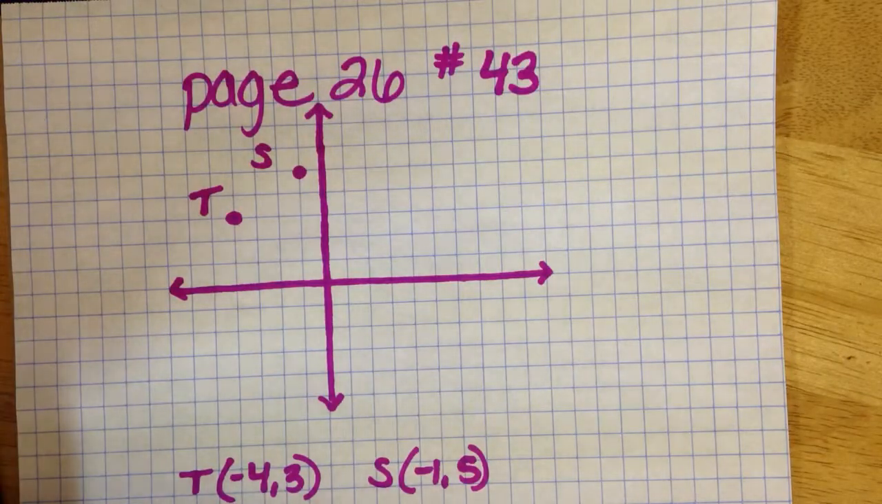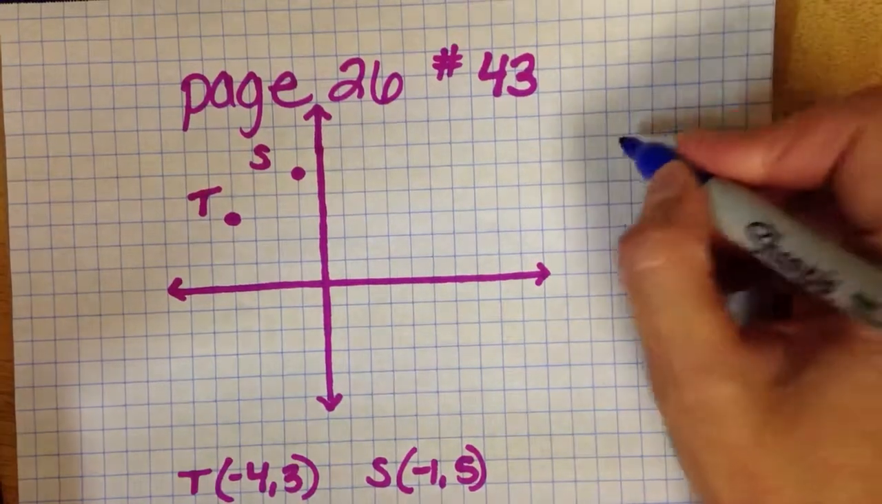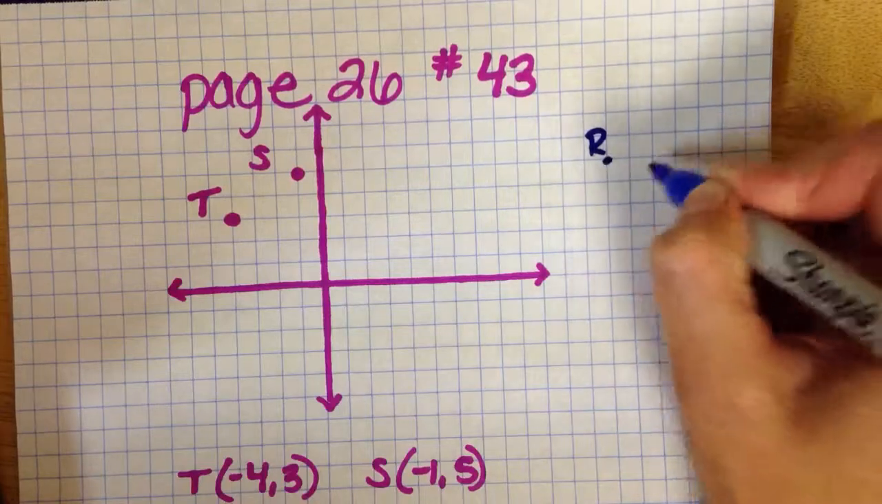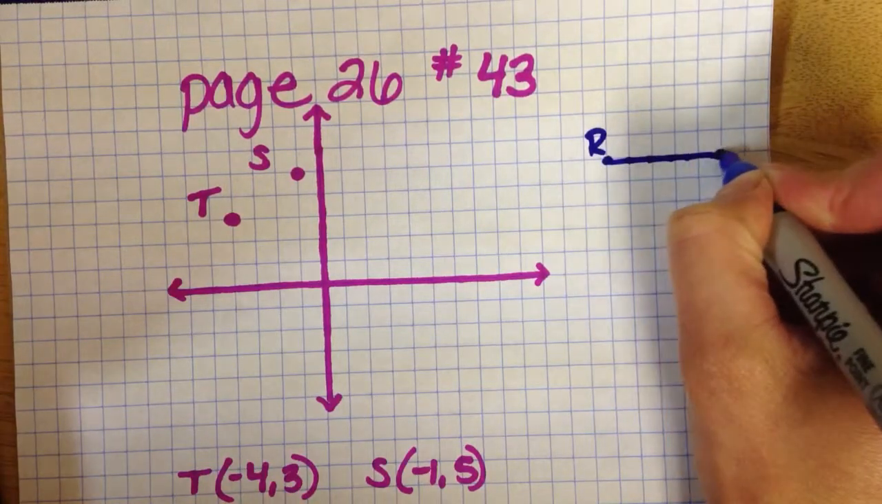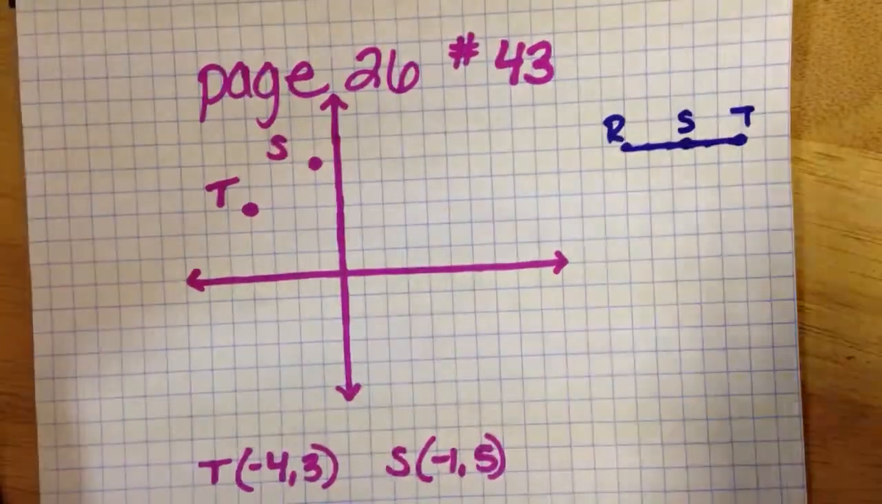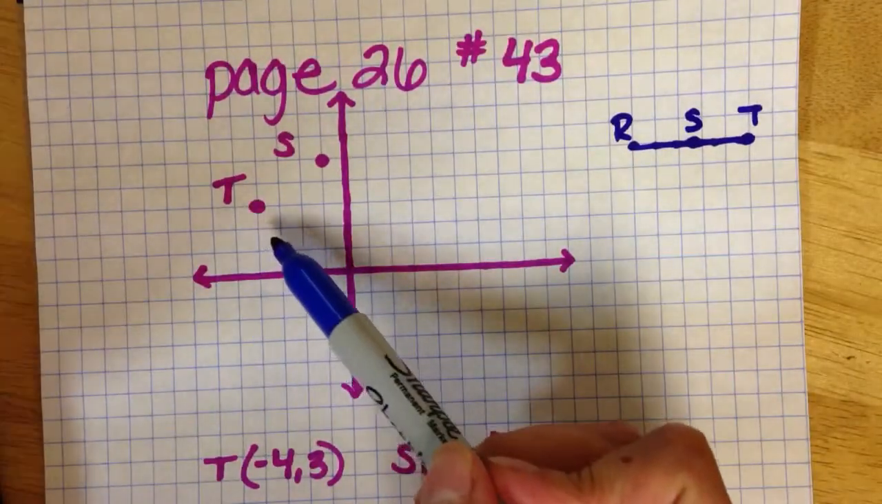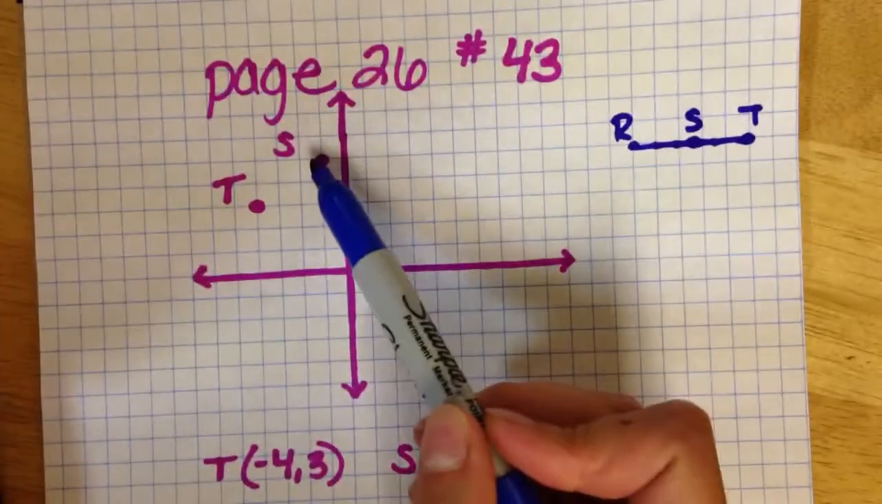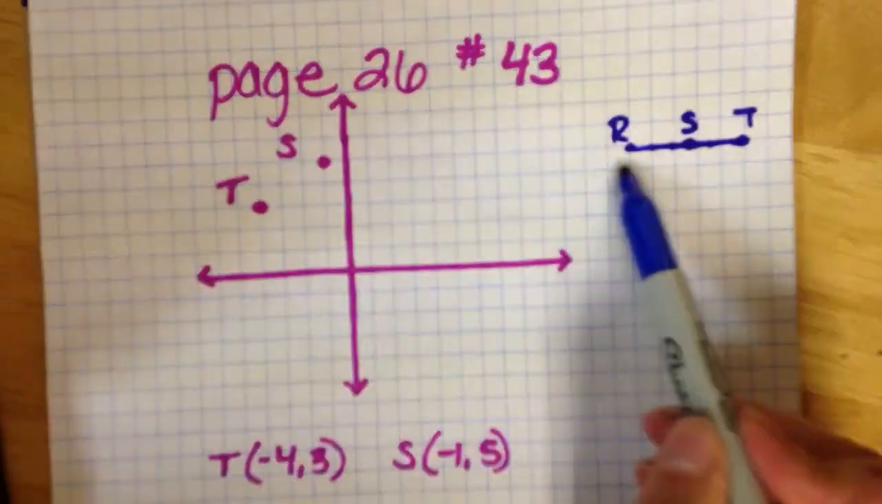Okay, number 43 on page 26. The directions are asking you to find the coordinates of a missing endpoint given that S is the midpoint of RT. So what we have is R and T, and S would be our midpoint. In number 43, T has been given to you and S has been given to you. So we are missing R.